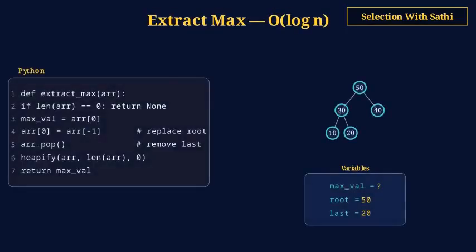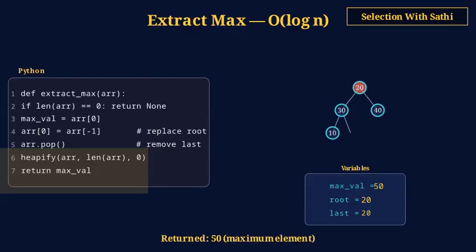Extract max removes and returns the maximum element from the heap. Look at line 4, we save the root value, which is the max. Line 5, replace the root with the last element in the array. Line 6, remove the last element by popping. Line 7, call Heapify at the root to fix the heap property.